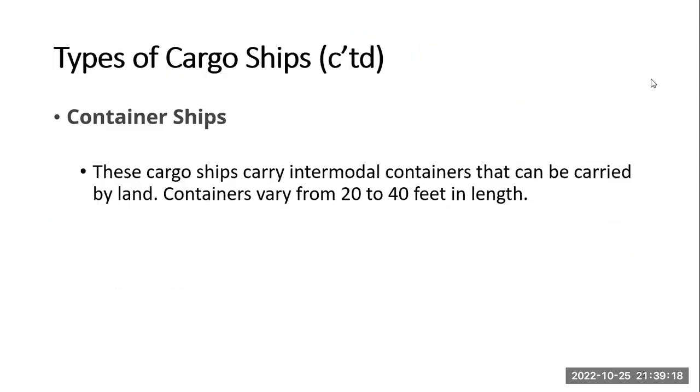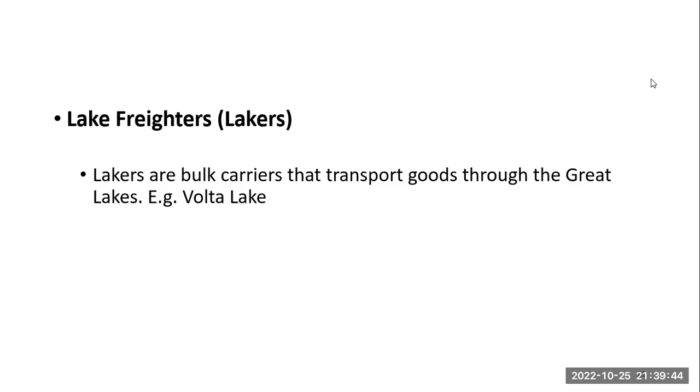So types of cargo ships, you can have the container ships, and these are cargo ships that carry intermodal containers from the sea or from one country, and then these containers can now be transferred onto trucks for road transport. That's why I call them intermodal containers. Containers are normally 20 feet and 40 feet containers. Then we have lake freighters. They are bulk carriers that transport goods through the Great Lakes.